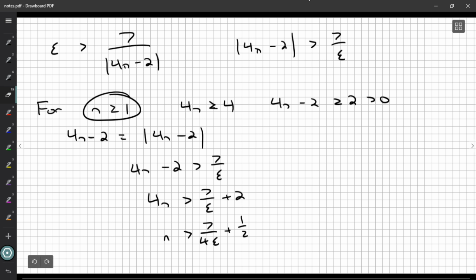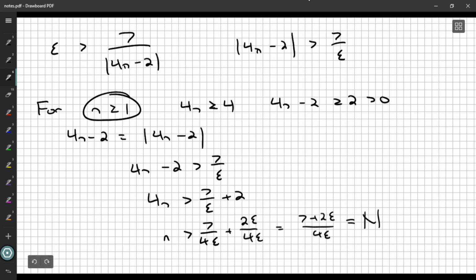Okay. Or we could combine things. Let's say 2 epsilon over 4 epsilon. So 7 plus 2 epsilon all over 4 epsilon. That's fine as well. Or you could say 7 over 4 epsilon plus 1/2. Either way works. But this would make a great n because we've got little n past this value. Okay? So, there we go.